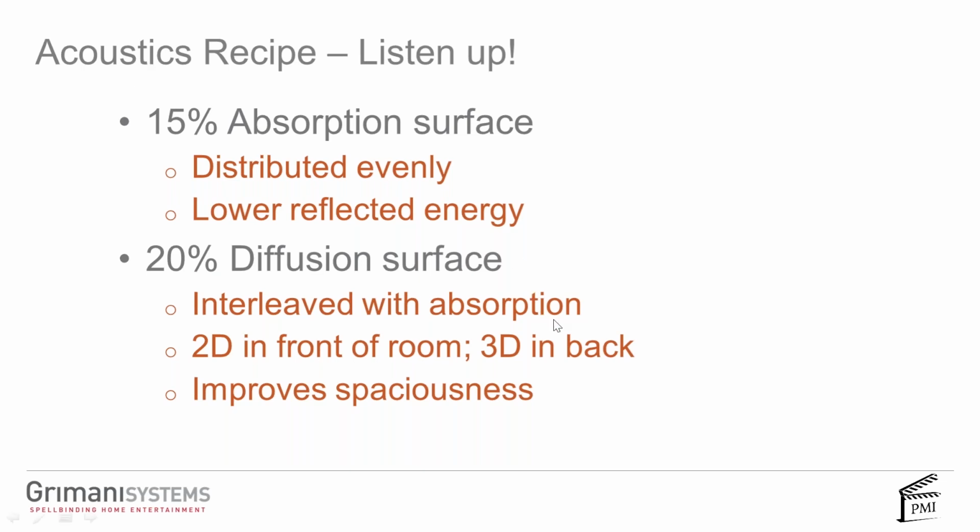You want to interleave those with the absorbers. Don't put all the absorbers in one place and all the diffusers in another place. The brain's not going to be happy with that. You want an absorber, a diffuser, an absorber, a diffuser as you go down the left wall. Same thing on the right wall. On the back wall, you can put more absorbers in the middle if you want. There are some good reasons for doing that.